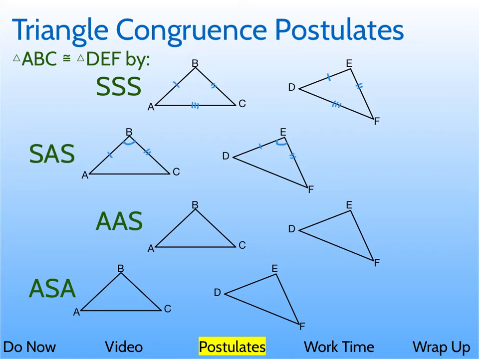Now for angle, angle, side, we need two angles and a side. And specifically, if you look at it, the side is not in between the two angles. So let's pick any two angles, doesn't matter. I'll say angle A is congruent to angle D, and angle B is congruent to angle E. So now what we need to do is pick a side that is not in between those two angles. And we have two options here.